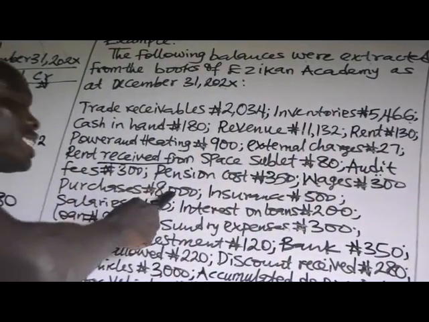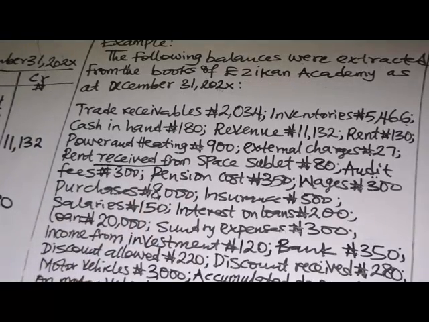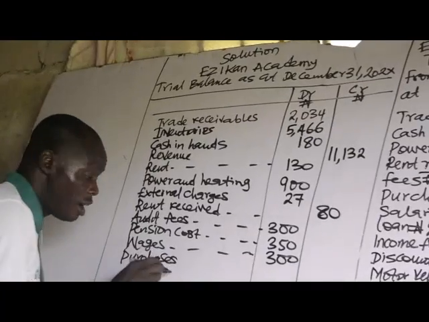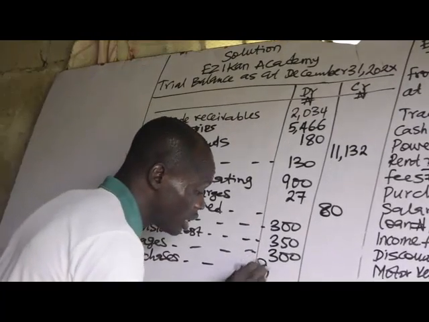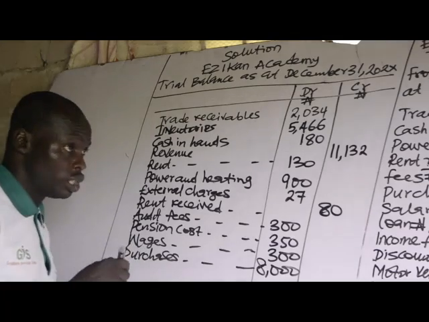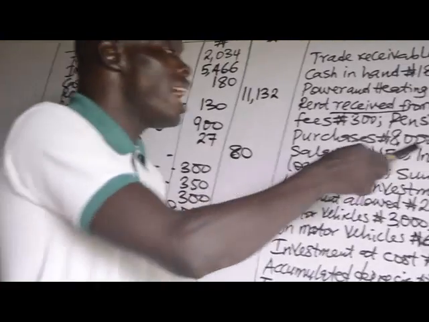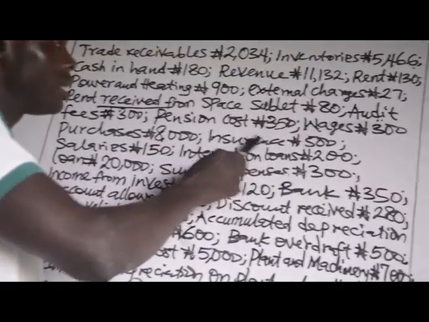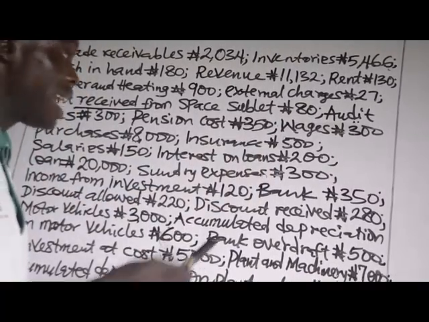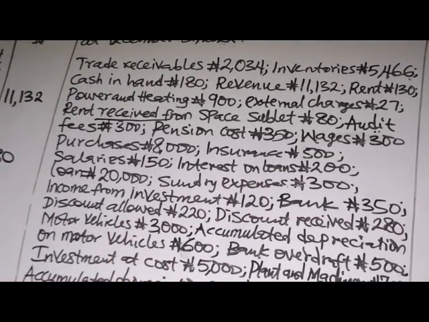Purchases of 8,000 naira. Purchases is an expense. That is why it should be debited as well. After purchases, the next item is insurance. Insurance is an expense as well. Being an expense, it should therefore be debited.